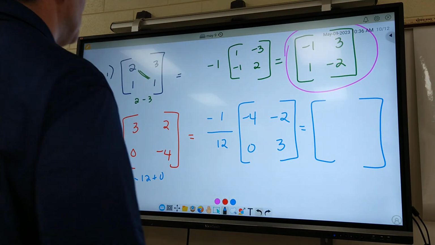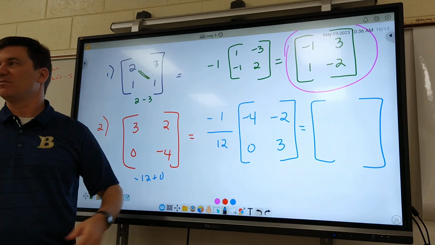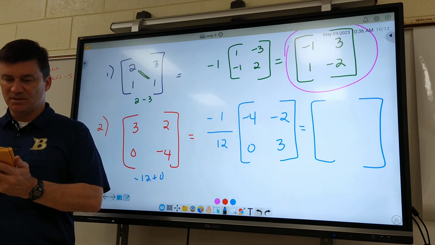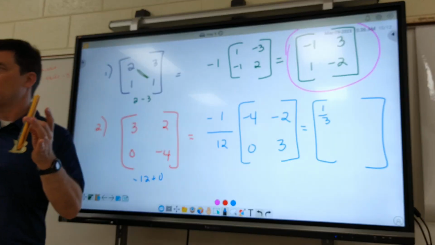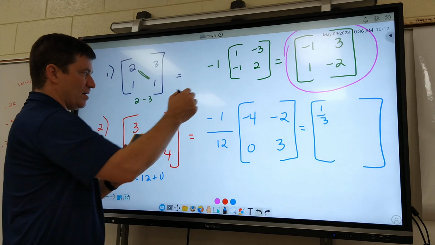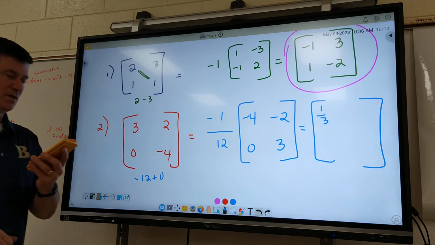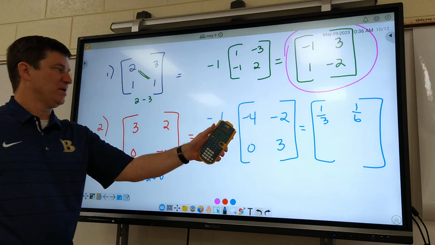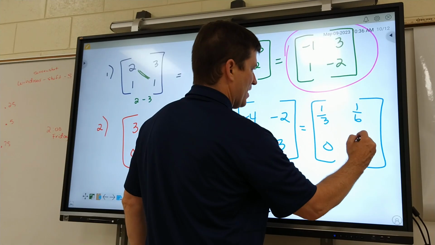All right, last step, you just distribute negative 1/12. So you're going to have to multiply negative 4 times negative 1/12. Put it in your calculator. Negative 4 times negative 1 over 12 gave me 1/3. You get fractions a lot. All right, next, negative 2 times negative 1/12 is, I got 1/6. Now 0 is going to be easy because 0 times anything is 0. Negative 3 over 12 simplifies to negative 1/4.